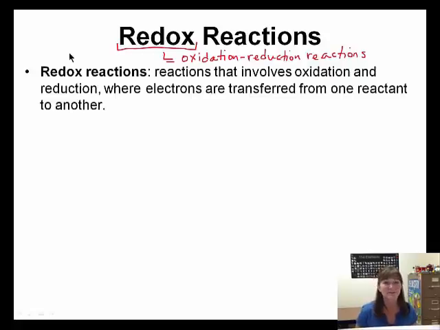In a redox reaction, it's going to be a reaction that involves oxidation and reduction, where the electrons are transferred from one element to another. So in the last few examples we didn't really focus on whether electrons were exchanging places. We just kind of focused on the changing arrangements of the atoms.